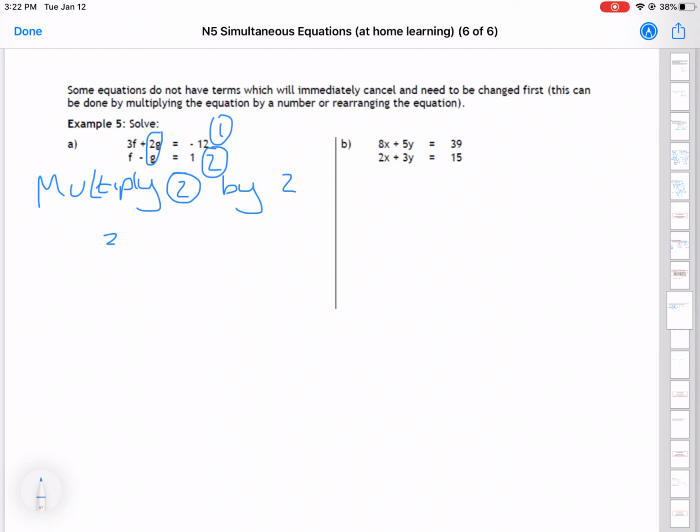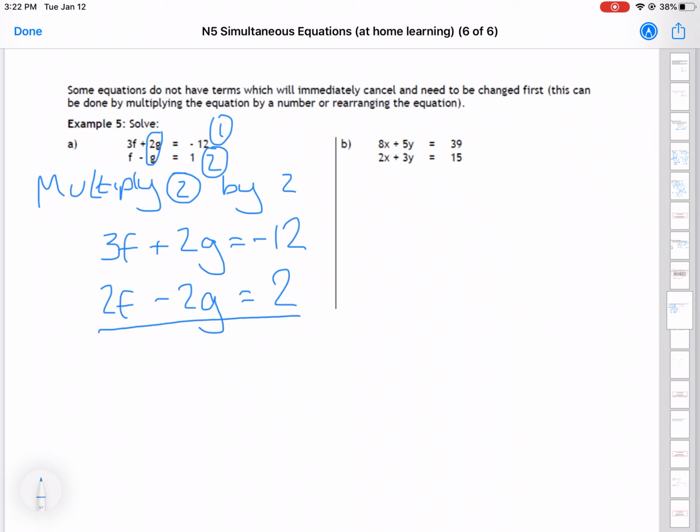So the top equation stays the same, 3f plus 2g equals negative 12. If I multiply equation 2 by 2, all of the equation must be multiplied by 2. So f times 2 is 2f, minus g times 2, that's minus 2g, and 1 times 2, of course, is 2.